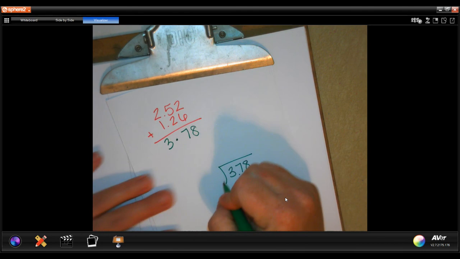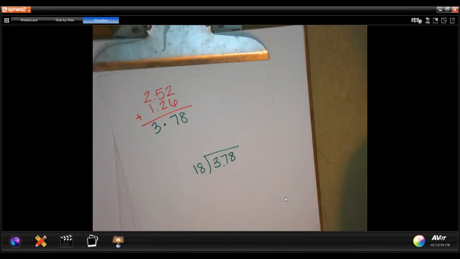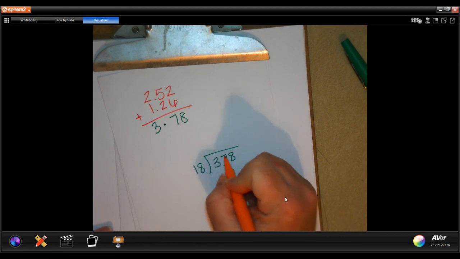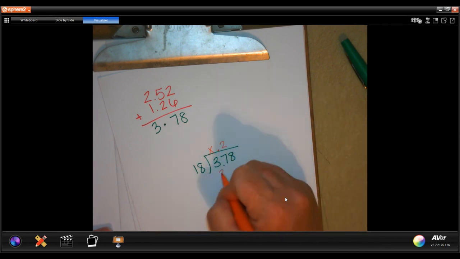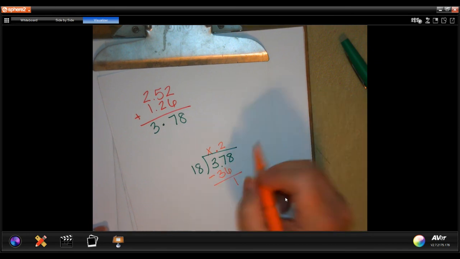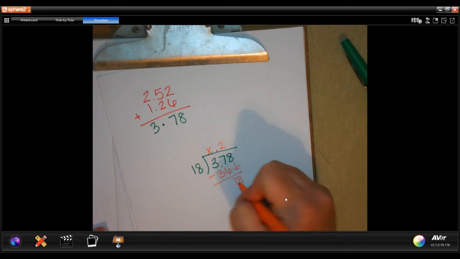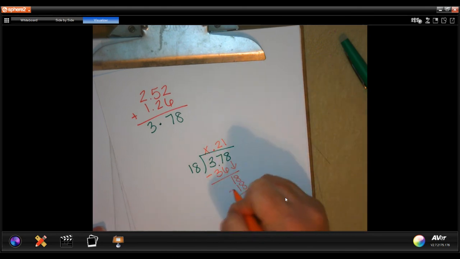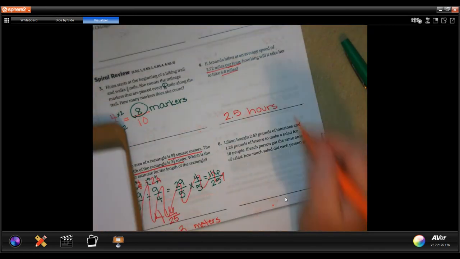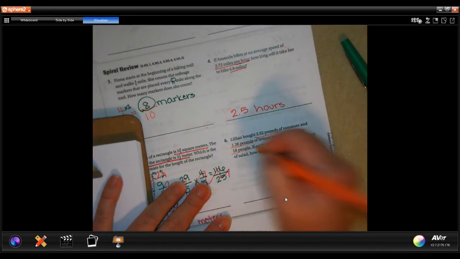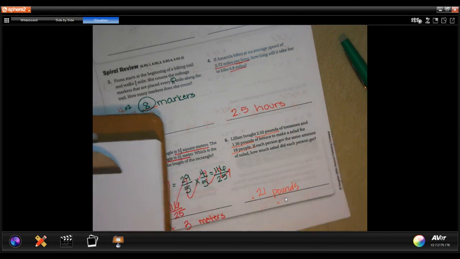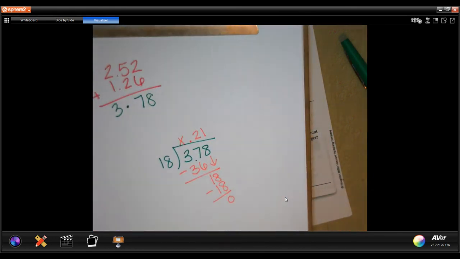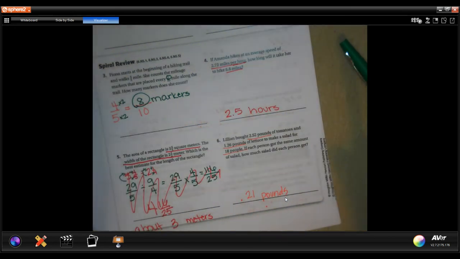But it says enough for 18 people, so we're going to divide that by 18. 18 is not going to go into 3, so we need to put our decimal up and a placeholder. Into 37, it goes twice, that's 36. Subtract and I get 1. 1 is smaller than 18, so I can bring down my 8. And look, 18 into 18, 1 time, that is 18. I get 0 left over. So 0.21, and it's being measured in pounds. Show your work. Pause it, do whatever you need to do to show your work. Make sure that your decimal is in there.